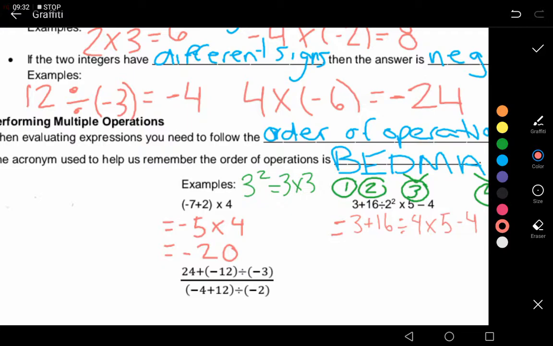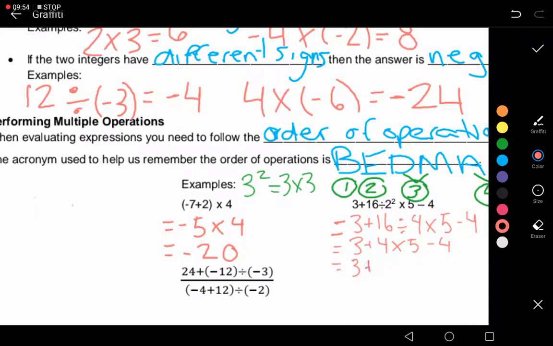Okay, so I'm done my brackets, done my exponents. Now I'm moving to division and multiplication. Okay, remember you're moving left to right. Okay, so I'm going to leave my 3 plus and deal with this here. So 16 divided by 4 is 4 times 5 minus 4.